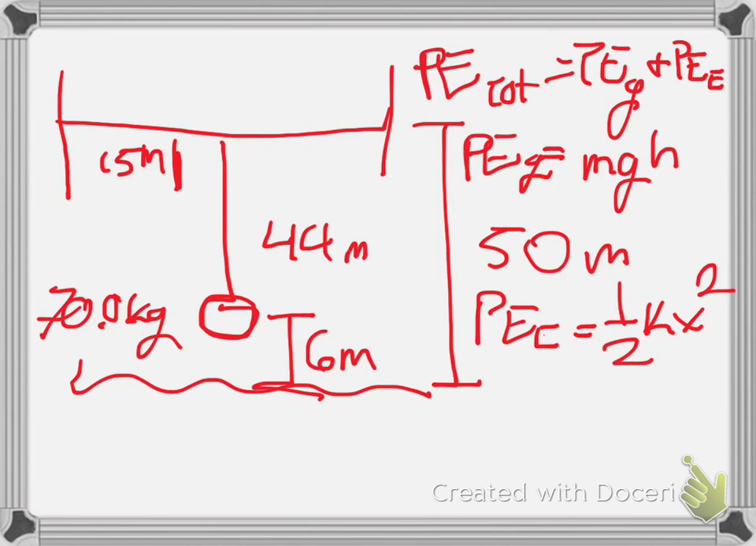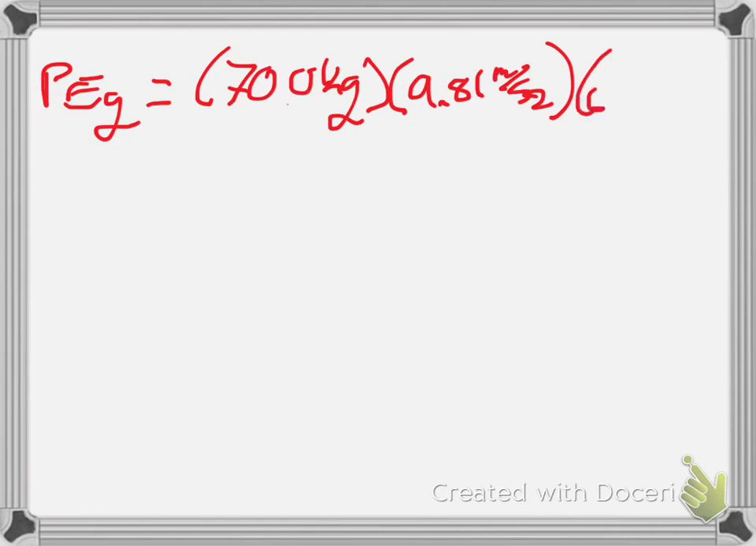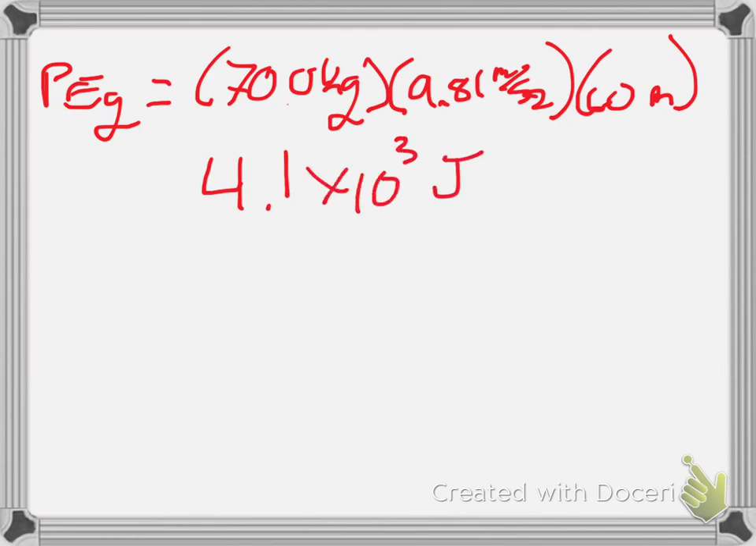If we run this, I'm just going to clear the screen for us. We should do the potential energy from gravity, which would be the mass, 70 kilograms, times the acceleration due to gravity, times the height, which is 6 meters. And that comes out to basically 4.1 times 10 to the 3rd joules.